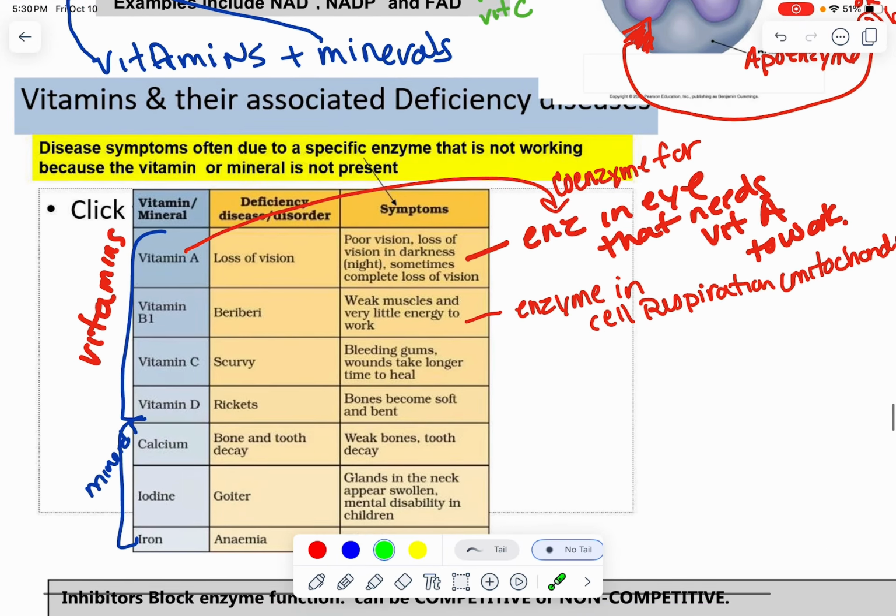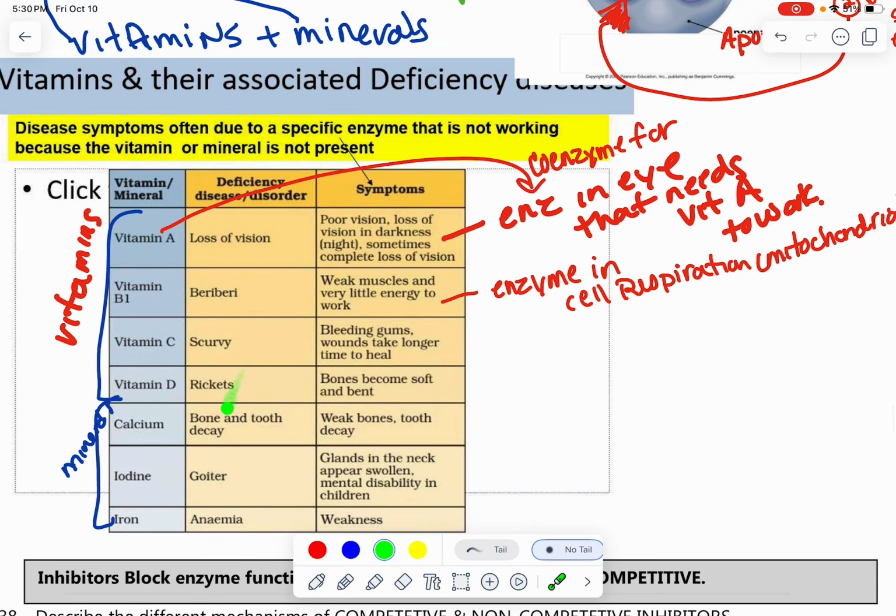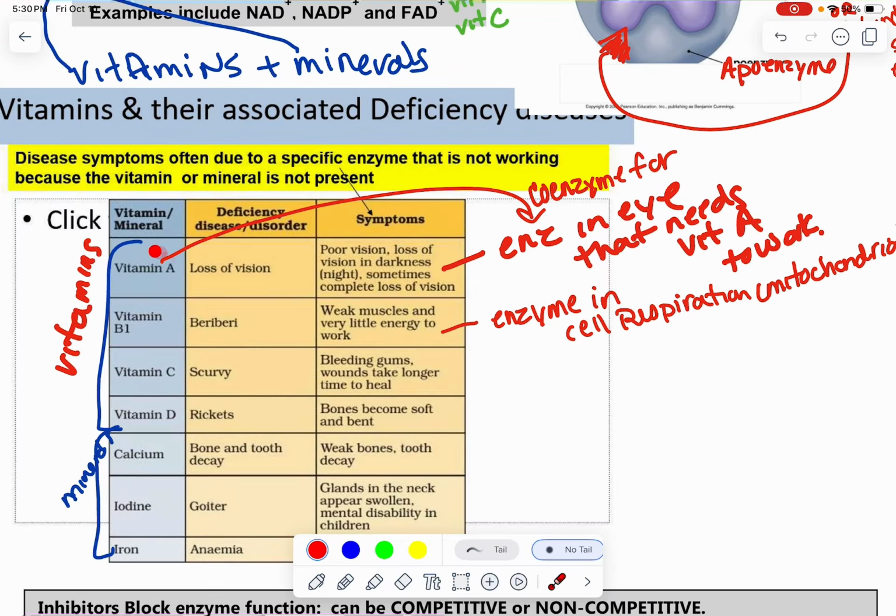So just a little bit about, I mentioned that activators are either vitamins or minerals, and we're not going to get all into this. If you ever take a nutrition class, we talk about vitamins that you need in your diet, or minerals, calcium, iron, iodine. If you don't have a certain vitamin or mineral in your diet, you often get a deficiency or a disorder or something's wrong with you. This tells you the symptoms. And this is an example of vitamin A being a coenzyme for an enzyme in the eye that needs vitamin A to work. You don't have to know the name of that.